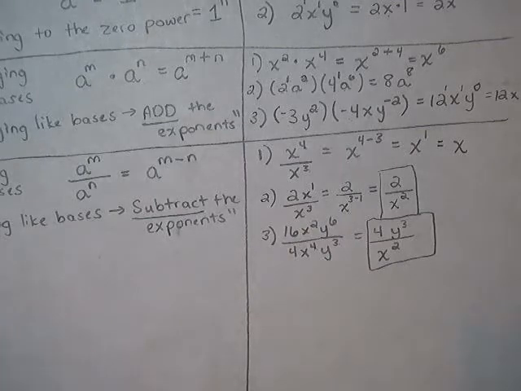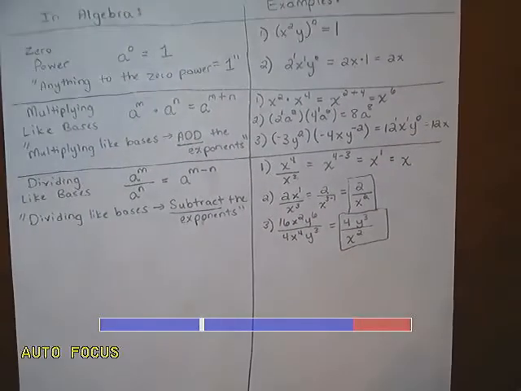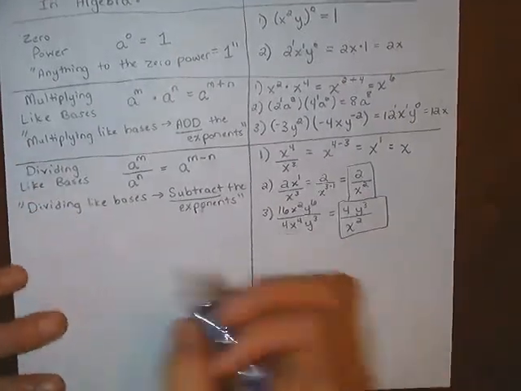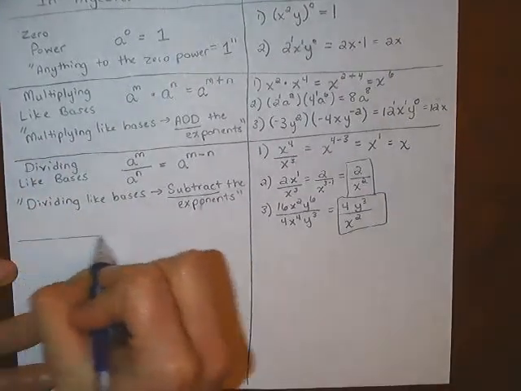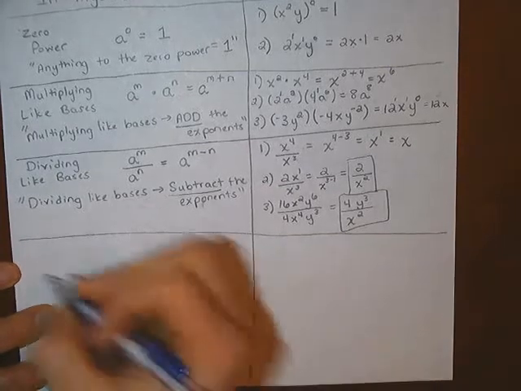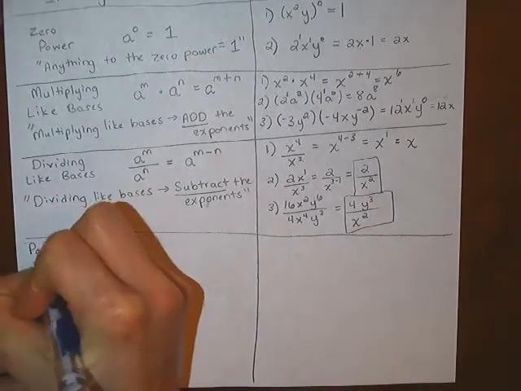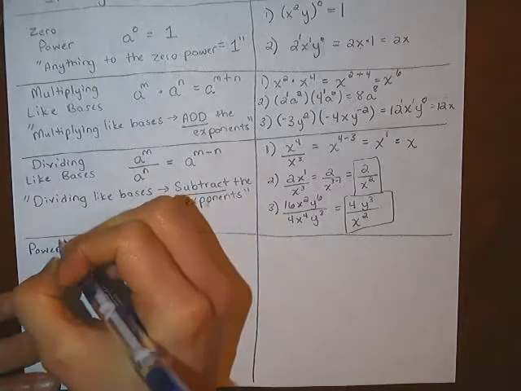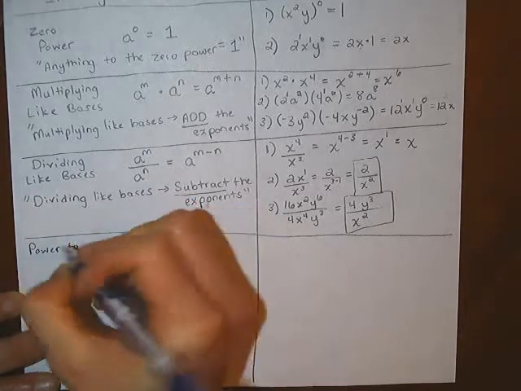Okay. Next exponent rule here. What do you do when you have a power or an exponent to a power?